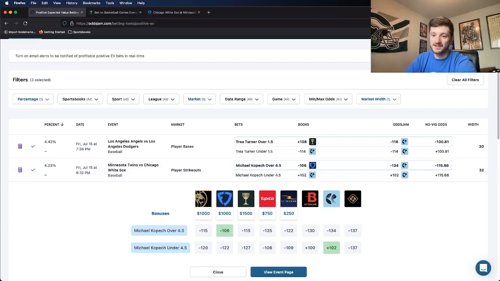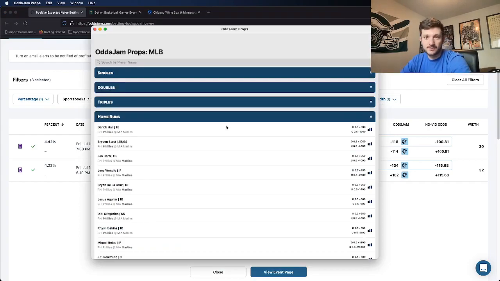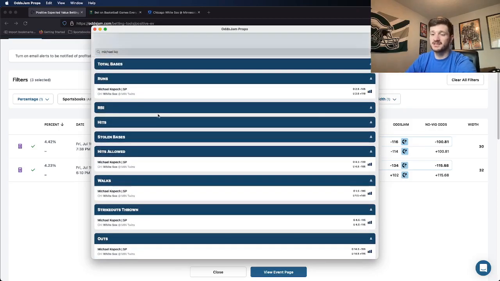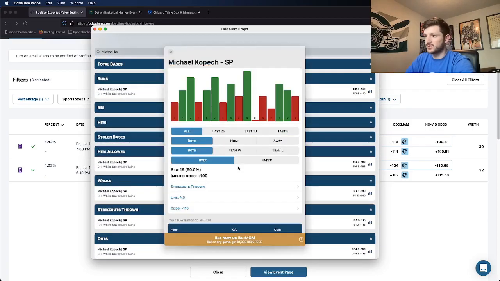And then the last thing I like to do before I decide whether a bet is worth placing or not is just confirm on the OddsJam Props app. So if I just type in his name, right, Michael Kopech, you see him show up here. So I took his over 4.5 strikeouts. So let's see what we have here.